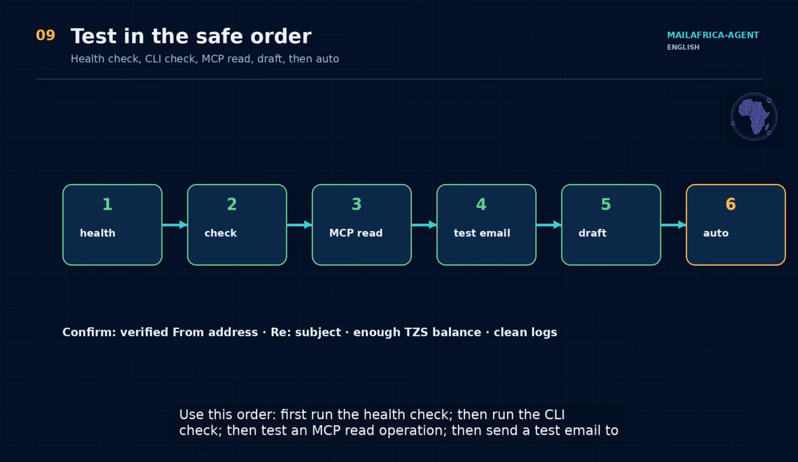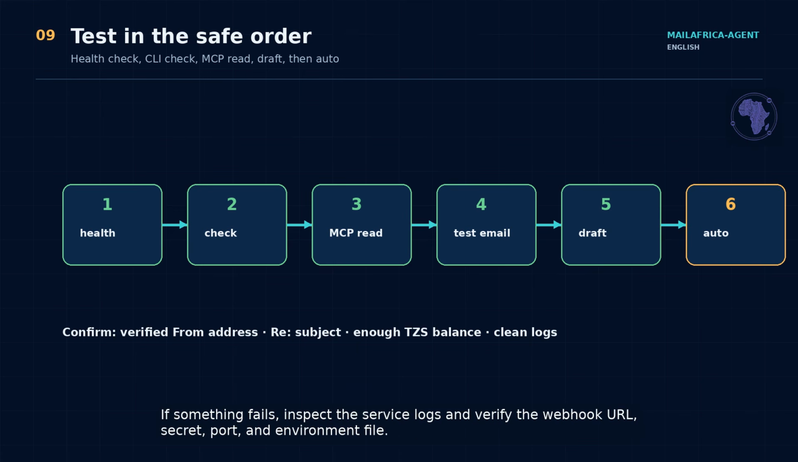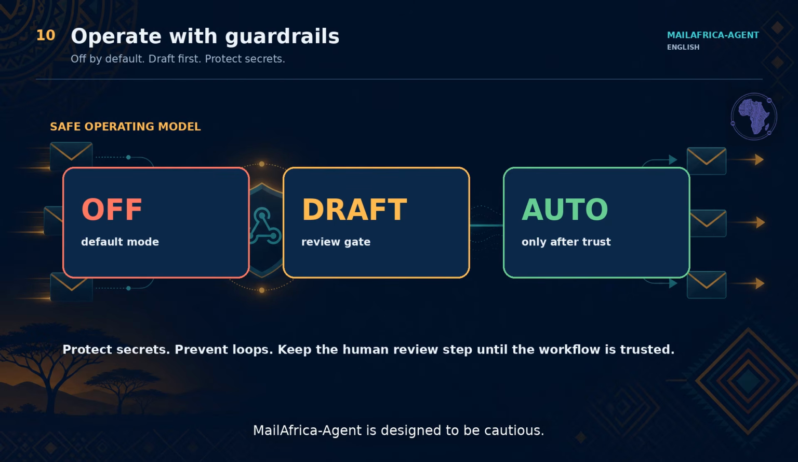Use this order. First run the health check, then run the CLI check, then test an MCP read operation, then send a test email to the inbound address, then inspect the draft, and only after that switch the address to auto mode. Confirm that the reply subject begins with RE, that the from address is verified, and that the wallet has enough TZS balance. If something fails, inspect the service logs and verify the webhook URL, secret, port, and environment file.